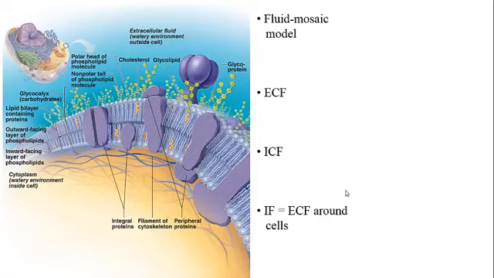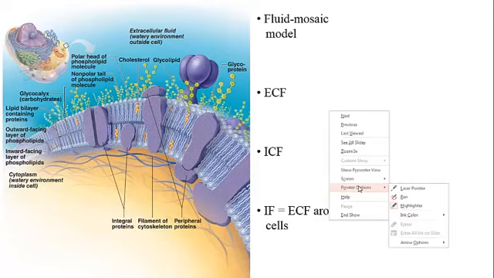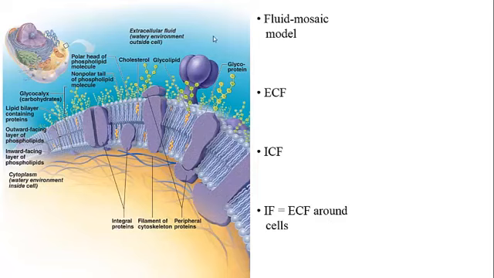The plasma membrane is a very important part, and the first thing it does is separate the extracellular fluid from the intracellular fluid. So ECF is the extracellular fluid, and it's important that you know what the components of this are. The extracellular fluid is the fluid found outside of the cell, and it contains primarily sodium and chloride.